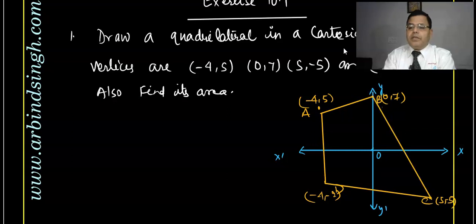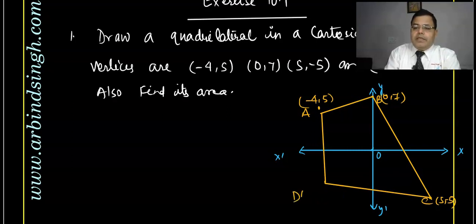Okay, so these are the four points of the quadrilateral. I have to find the area of this. Because this is A, B, C, D, say this one is D, minus 4, minus 2. Let me write clearly. That is D, minus 4, minus 2. So I have to find the area of quadrilateral ABCD.